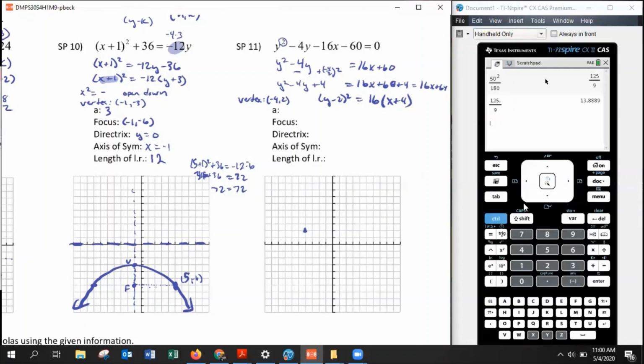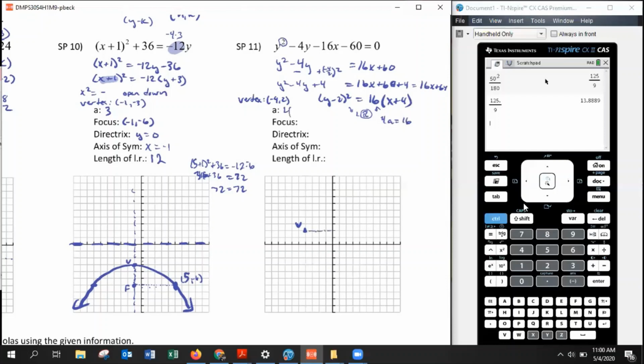Because it's y squared, that means it's going to open left or right. Because this is a positive value, it's going to open to the right. So let me put the V right here. So our vertex is there. What is our a value? If we know 4a is 16, that means a will have to be 4.